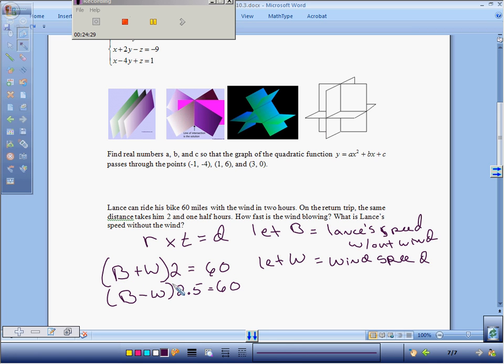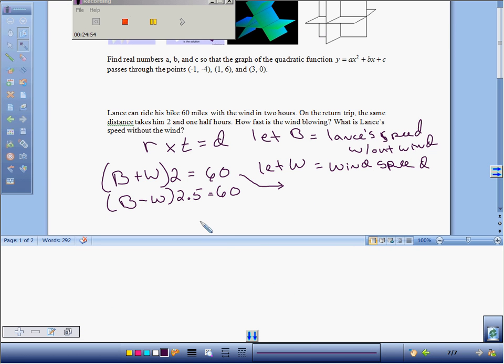So then what you do is you divide both sides. You could distribute and then solve the system, but I think it's easier in this case, since this is divisible by 2.5 and this is divisible by 2. It's easy just to divide both of these equations by 2. If I divide both sides by 2 over here, I get b plus w equals 30. And then I'm going to divide this by 2.5 and this by 2.5, and I get b minus w equals 24.